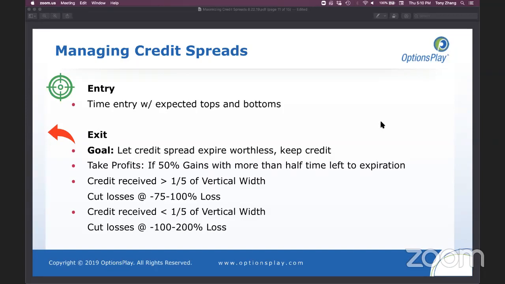Greg, I love credit spreads. Will you look to defend if your short strike is challenged or take the loss? So we will take the loss if the short strike is challenged.